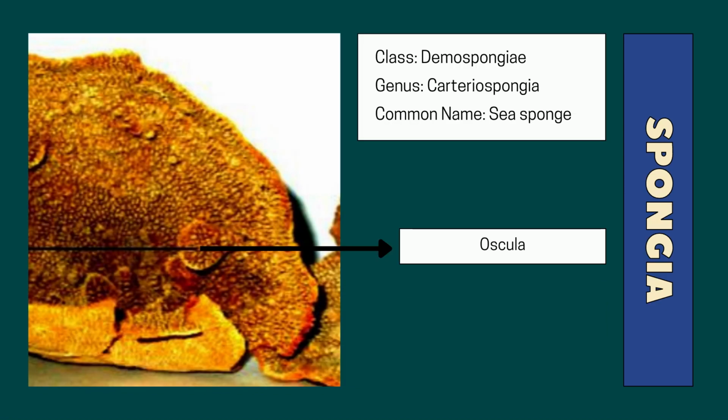What we have here is a Carteriospongia or sea sponge. It belongs to the Demospongiae class and its oscula may be seen in this photograph. The osculum is a mouth-like aperture or the orifice through which water travels in a sponge. Non-six-rayed siliceous spicules, spongin fibers, or a mix of both form the skeleton of these sponges.